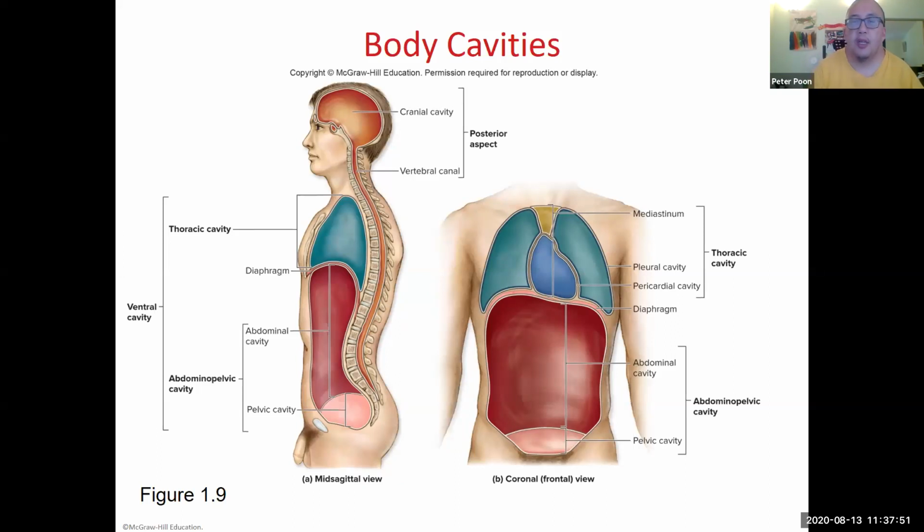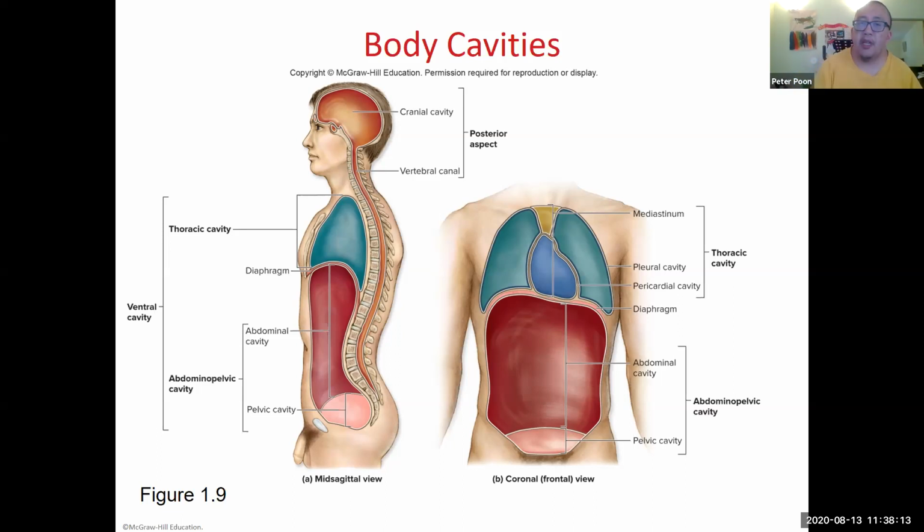The thoracic cavity is subdivided into three chambers. On the left and right, you have two pleural cavities. Pleural refers to lungs, so you have a lung in each cavity. In the middle, you have something called a mediastinum. Media, middle, sternum, sternum.